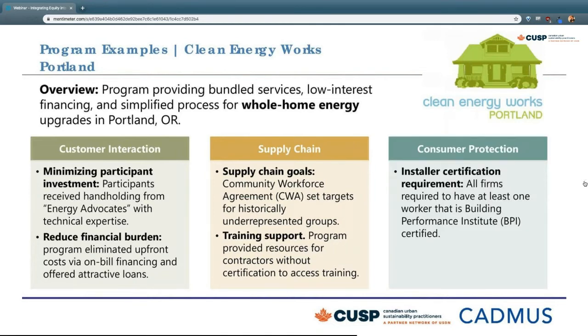But they ensured that there was money and support for contractors that didn't already have that certification to receive it through the program. And so they offered technical assistance and incentives to help them gain access to the certification as they moved through the program. And then the other piece of that requirement is that by requiring that they have this Building Performance Institute certification, you're ensuring that you're getting high quality contractors who can give quality technology installation to the people who are engaging with the program.